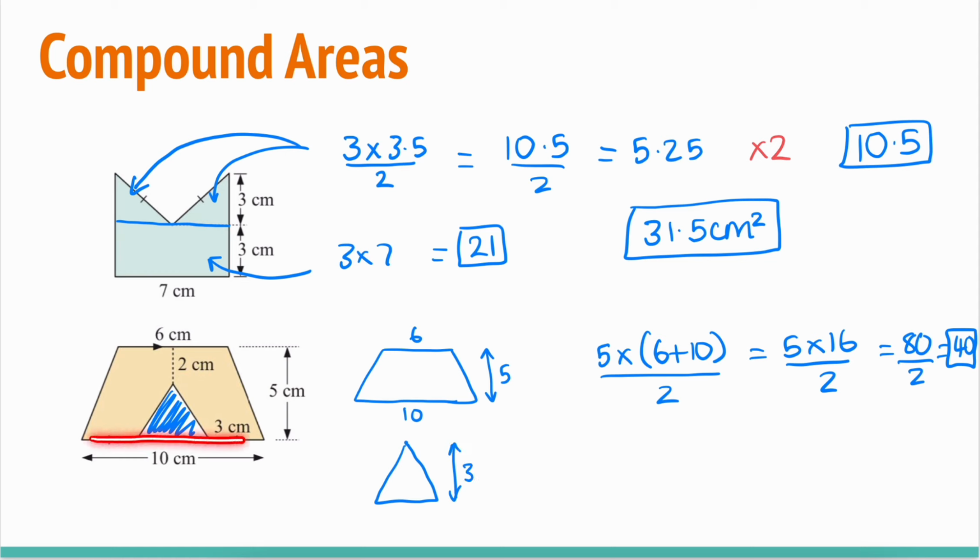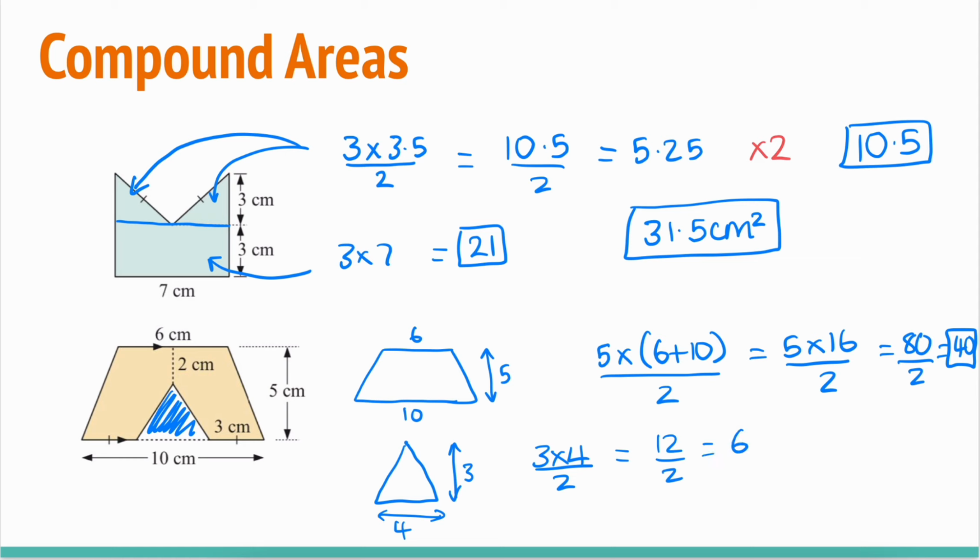And then the base here is 10, but we're told that these are equal. So this is 3 and this is 3. That must be 6 in total, in which case this part here is 4. So my base of the triangle is 4. So the area of that triangle is base times height divided by 2. So 12 divided by 2, which is 6.